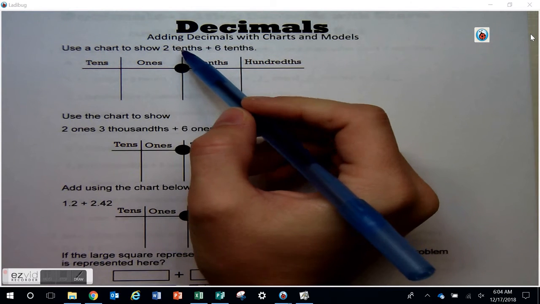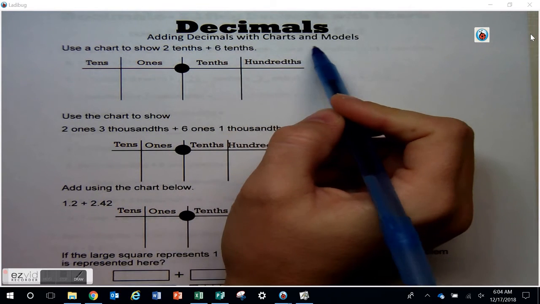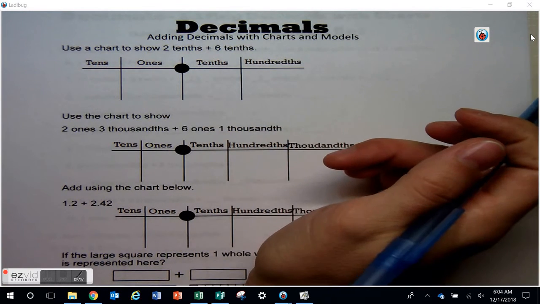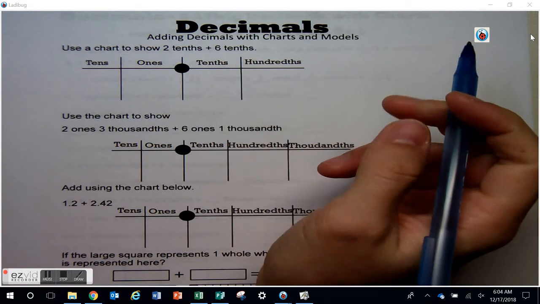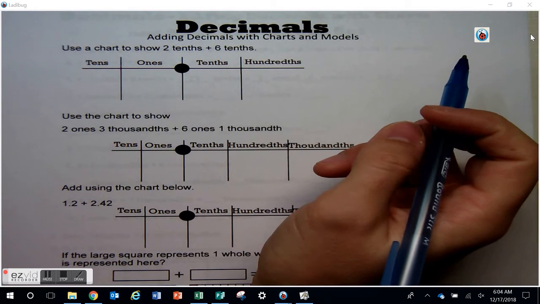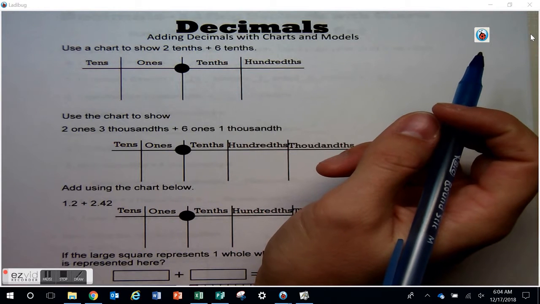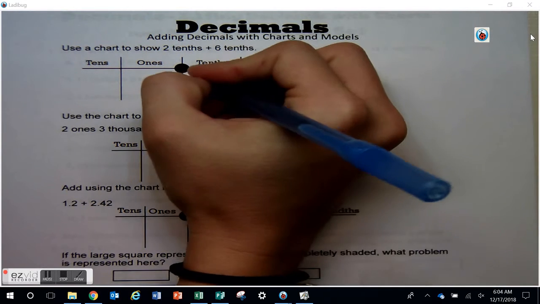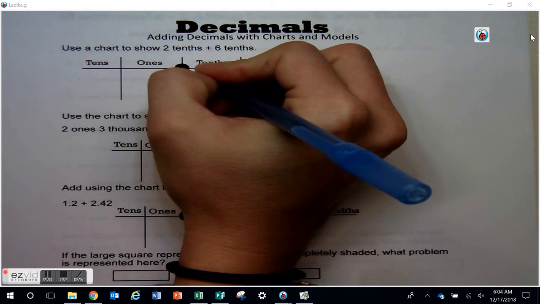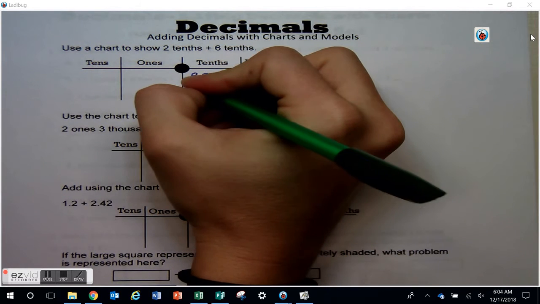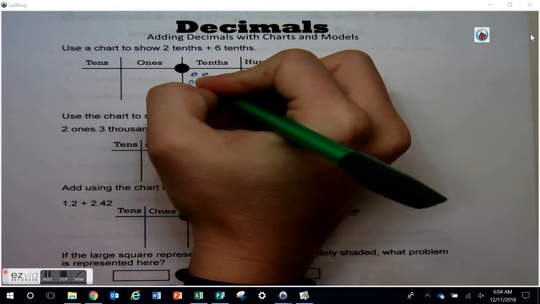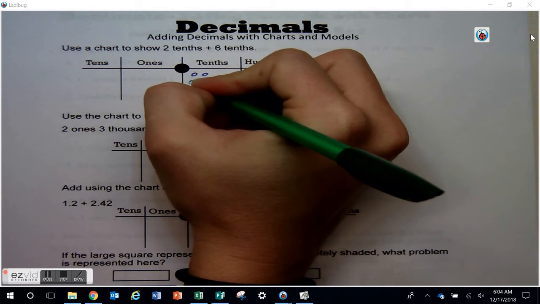Today we're going to add decimals with charts and models. Use a chart to show 2/10 plus 6/10. Today we're just going to draw little discs to represent these values. So here's my 2/10, 1, 2. Here's my 6/10, 1, 2, 3, 4, 5, 6.